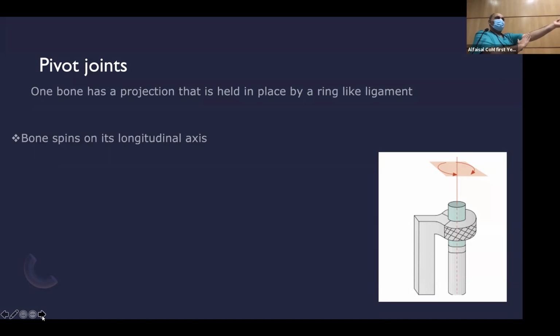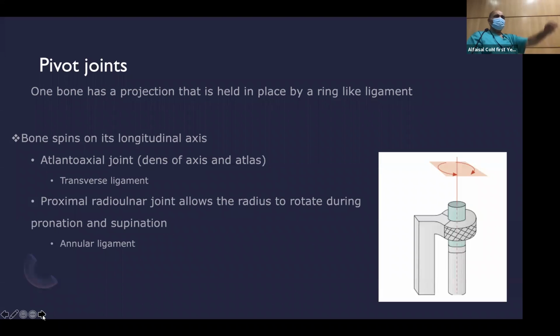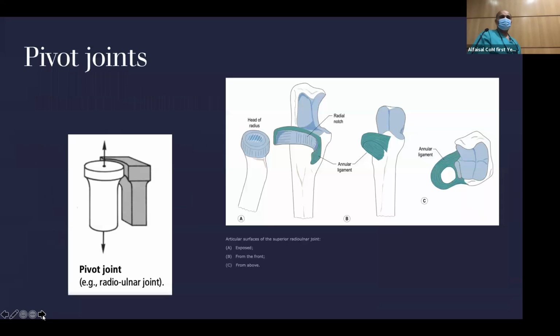Where? In my elbow joint, I have a hinge type and also a pivot type between the upper end of the radius and the lower end of the humerus. Atlantoaxial: when I'm saying no, this is another example of a pivot type. Saying yes is different. Saying no is different. Pronation, supination. Monoaxial. If you try to bring some more movement, you will damage it.